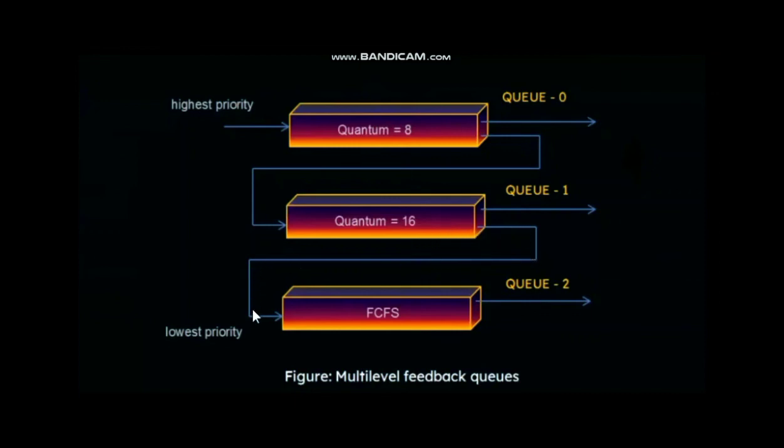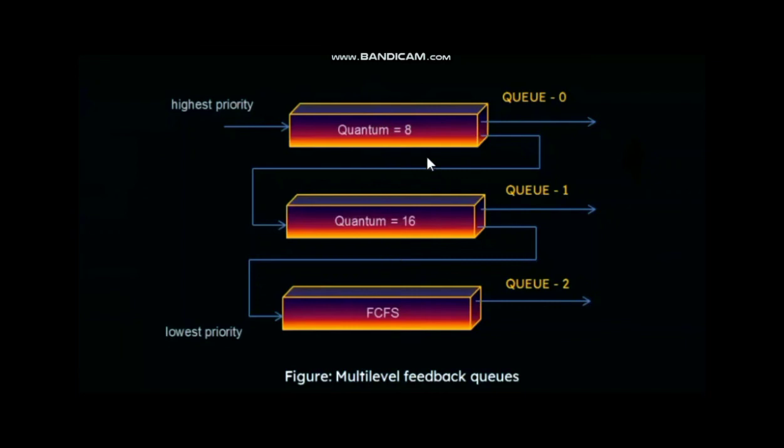Q2. The process will be moved from Q1 to the tail of Q2. So the same thing that happened before is happening here as well. The process moves to the tail of Q2 if it did not complete its execution within the time quantum of 16 milliseconds. And in Q2, the processes will be scheduled using first come, first served scheduling.